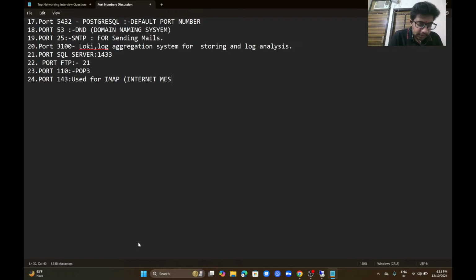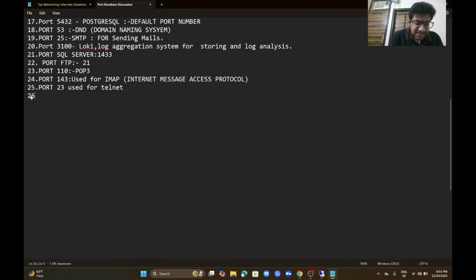Internet Message Access Protocol. Okay. Port 23 is used for Telnet. Port 23 used for Telnet.